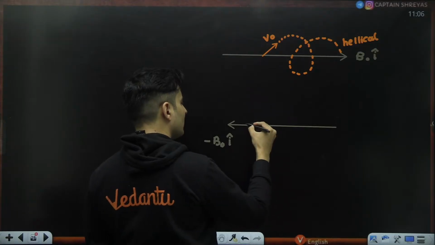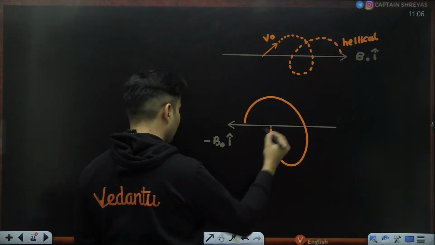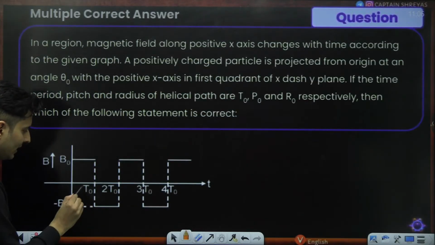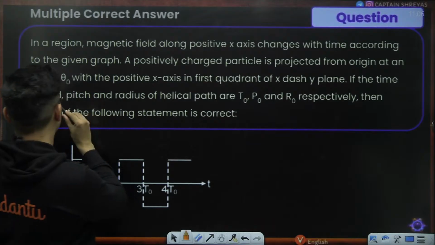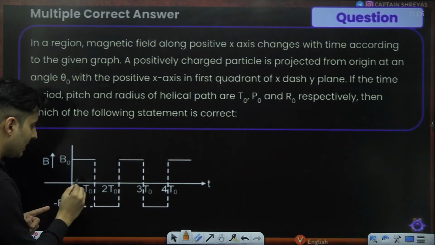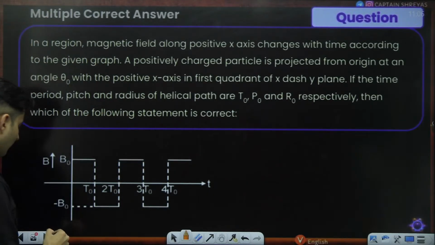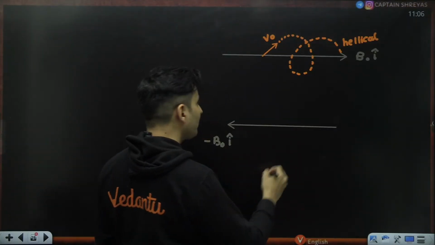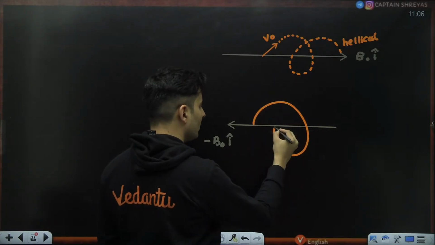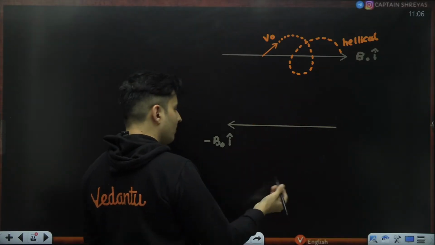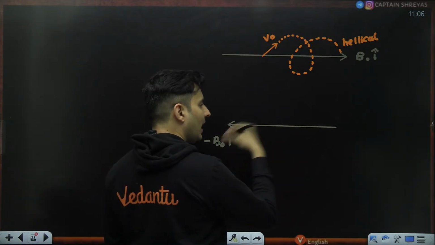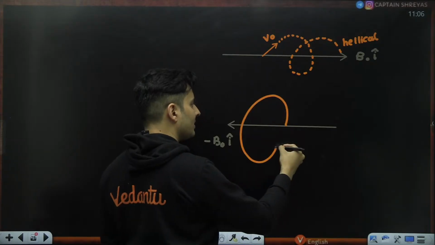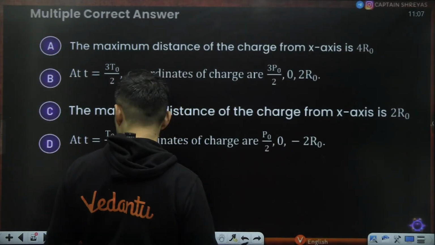But just imagine the particle completes one revolution, and that is what is happening over here. After one time period, what is this T naught? It is the time period of revolution. Exactly after one revolution, that is very interesting, the magnetic field is reversing. So it is going in a different helix then. Oh my God, this is crazy.